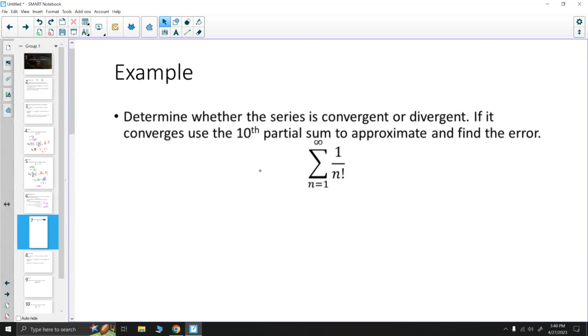Okay, so let's talk about this problem: determine whether this series is convergent or divergent. If it converges, use the 10th partial sum to approximate and find the error. So here we have 1 over n factorial. Now, n factorial is a definite candidate for our ratio test. The reason for this is because essentially we're going to end up doing some division here, and that's really good with factorials. As is, this goes to 0, because as n approaches infinity, this would go to 0.